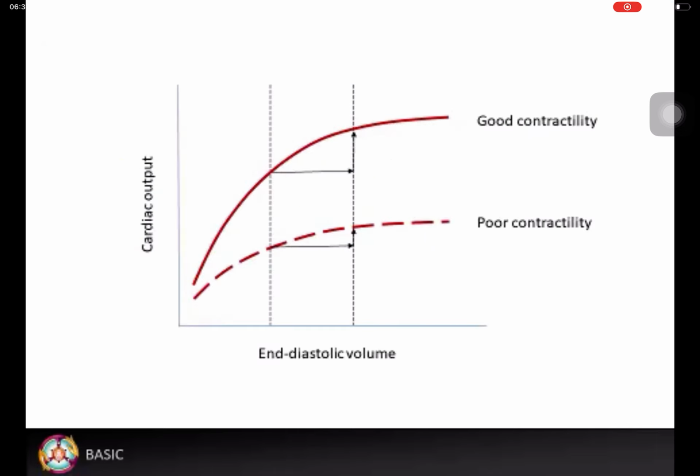However, the response to fluid loading is not simply dependent on preload. In a patient with good ventricular contractility, increasing end diastolic volume may significantly increase cardiac output, while there may be a minimal change in a patient with poor contractility. For this reason, functional tests like passive leg raising may be more useful.